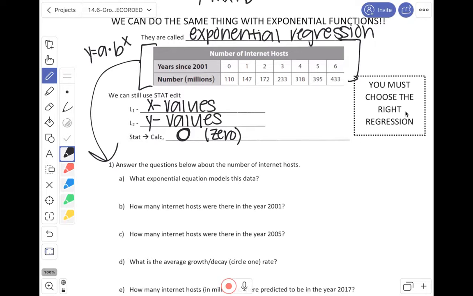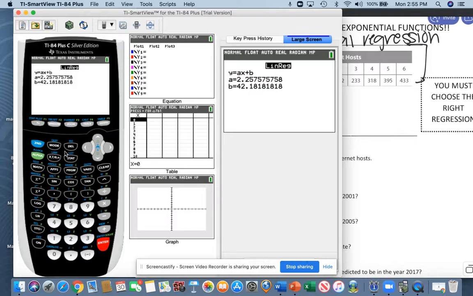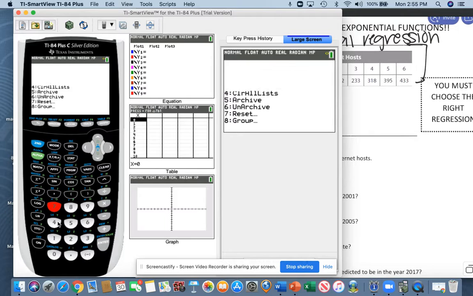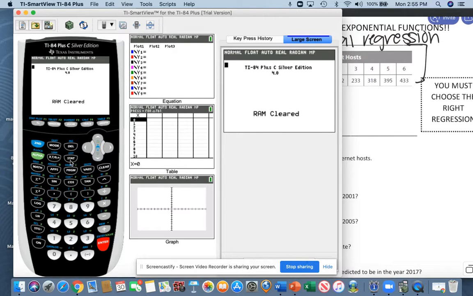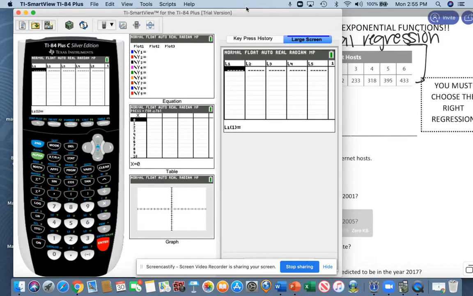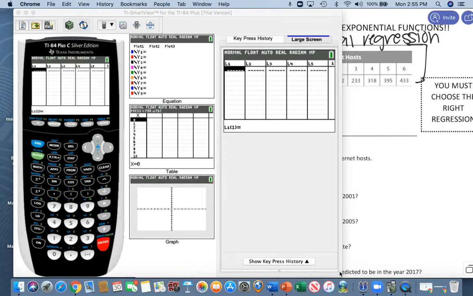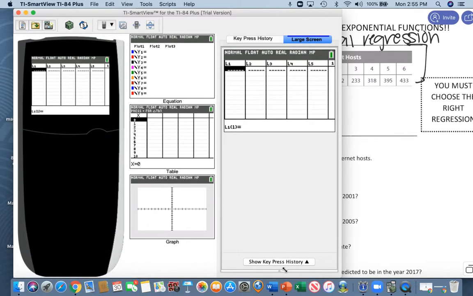What exponential equation models this data? So first I've got to find the equation, which I can do by plugging it into StatCalc 0. So I'm going to go over to my calculator. I'm going to go ahead and clear mine. Second plus 7, 1, 2, enter. And I'm going to go to, it'll load, there we go. Stat, enter, just like we do for other linear regression.